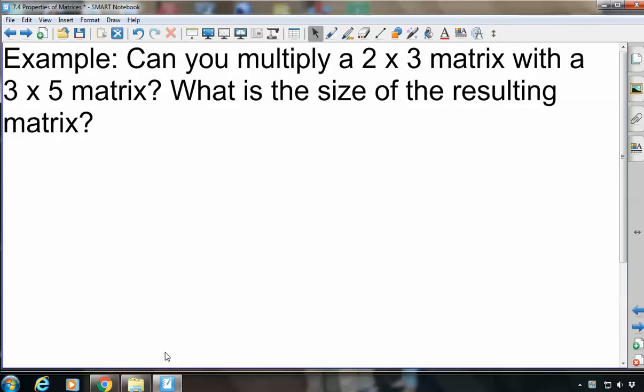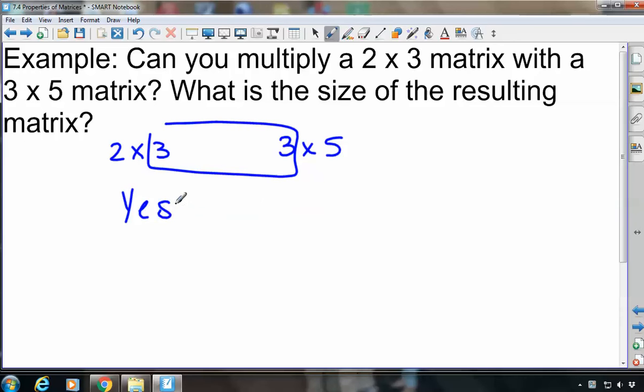Okay, if I want to multiply a 2 by 3 with a 3 by 5, can we do that? Yes. Okay, so we can multiply because when we look at these sizes, if the middle numbers are the same, you can multiply. What will be the size of our final matrix? A 2 by 5.